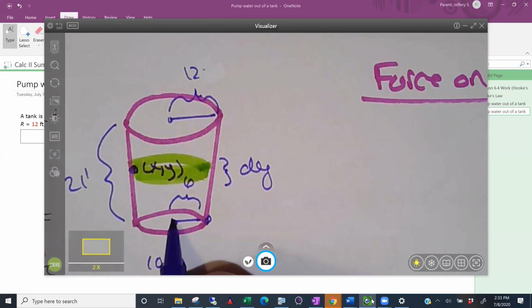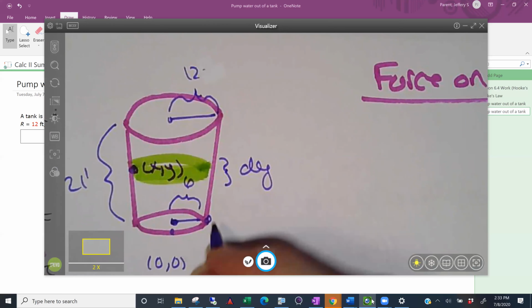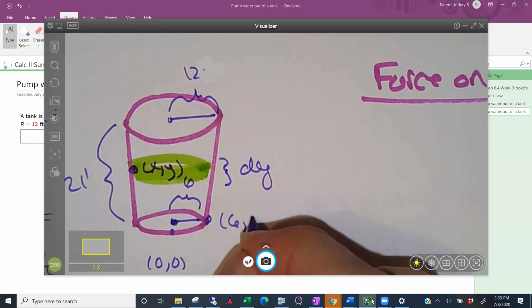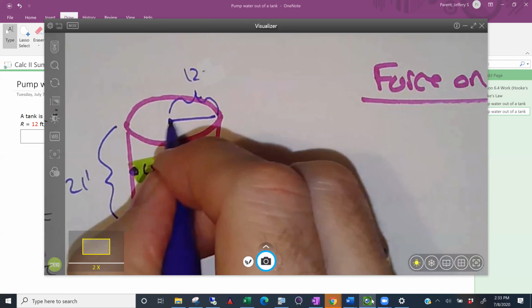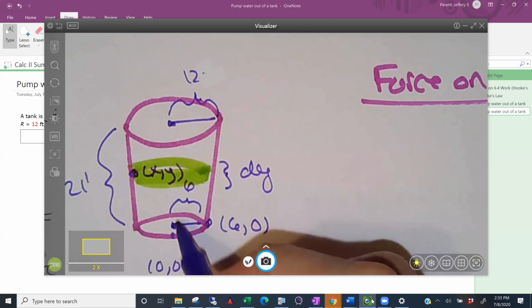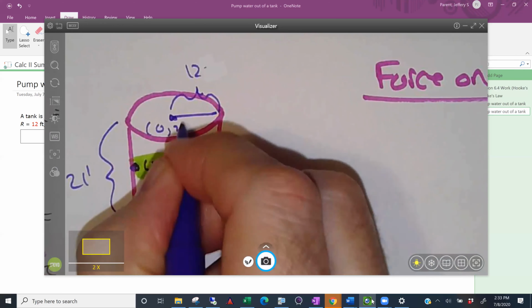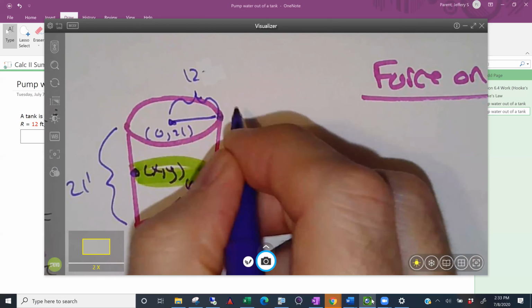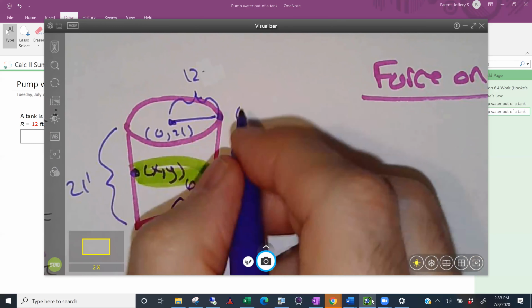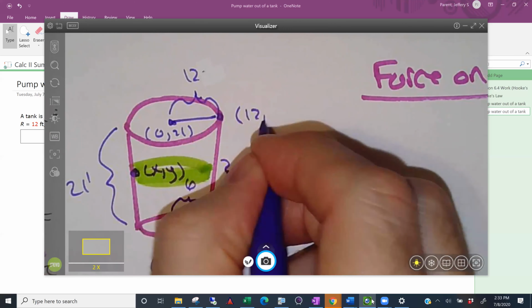I'm going to put 0, 0 at the center in the bottom. And because this is 6 feet wide, that will give this coordinates of 6 and 0. Likewise up here, if I went straight up 21 feet, I'd have coordinates of 0 and 21. And 12 feet out to the right, I'd have coordinates of 12 and 21.